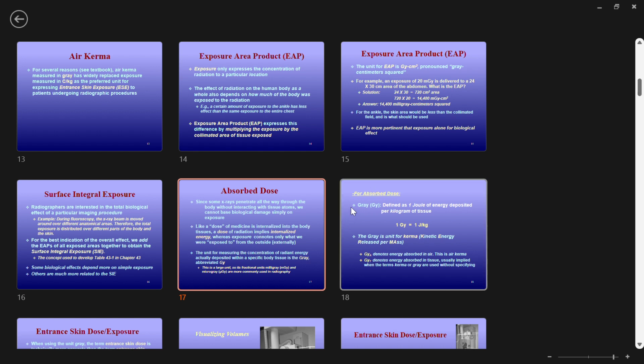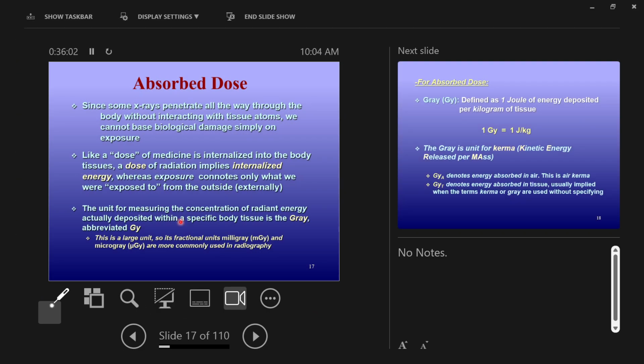The gray is used as a unit for exposure, gray for the air, an amount of exposure in the air. It's also used as a unit for absorbed dose, and this is where we really use it more often. We'll say the patient received some amount, usually expressed in milligrays or micrograys. A milligray is a thousandth of a gray. Micrograys are millionths of a gray.